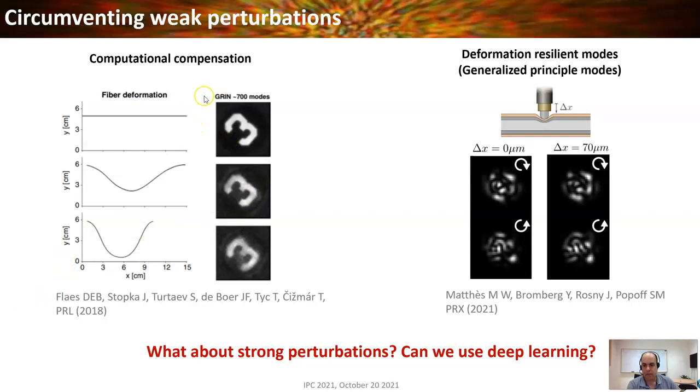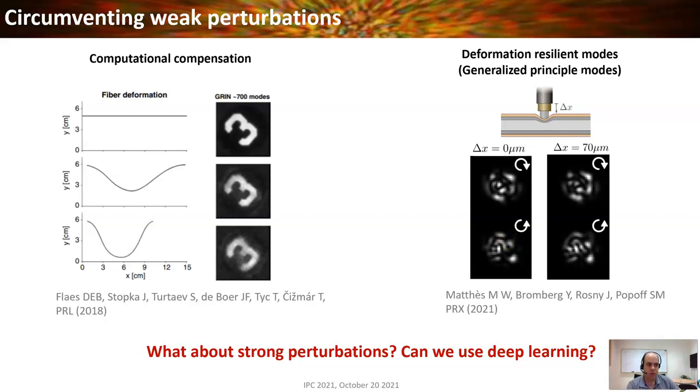This is depicted over here on the left, showing that the image received for a straight fiber is only slightly deteriorated when the fiber is bent. My colleague Sebastien Popoff has shown that once you measure the transmission matrix of the fiber, you can also find a set of modes that are resilient to weak perturbations. This is demonstrated here by showing that the output speckle doesn't change much when we press the fiber with an actuator. Both of these approaches work well for weak perturbations, but what about strong perturbations?